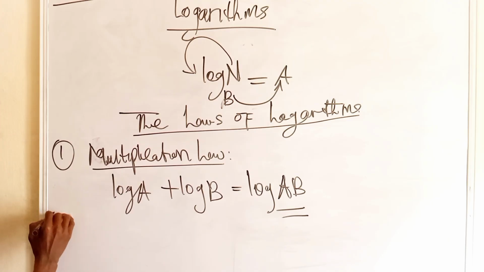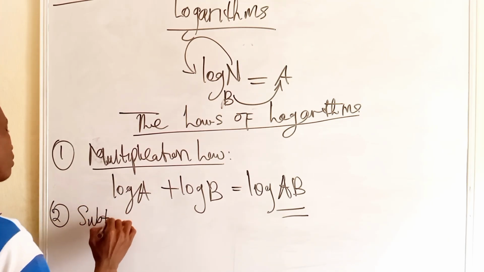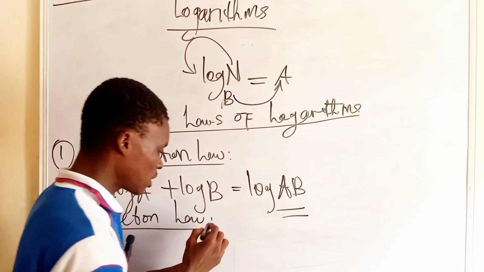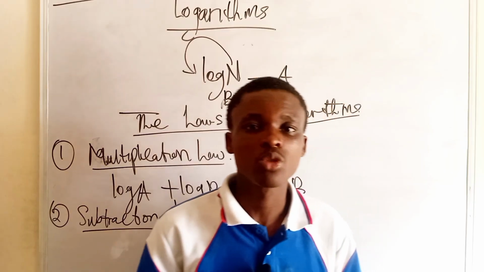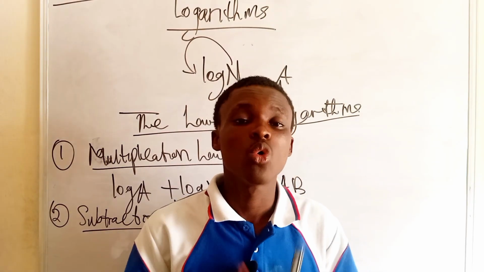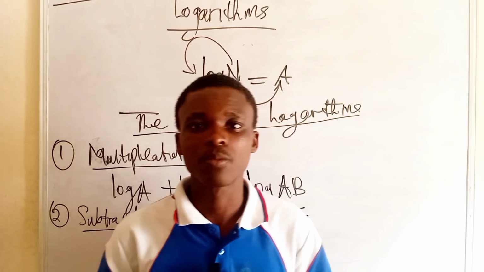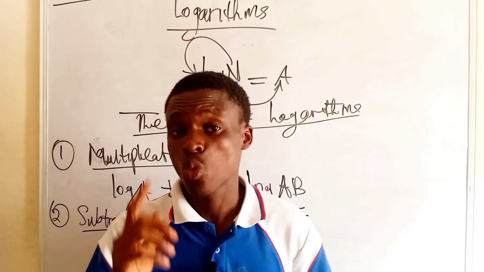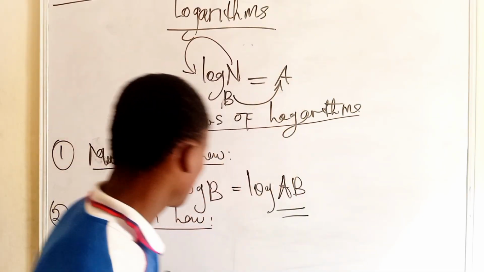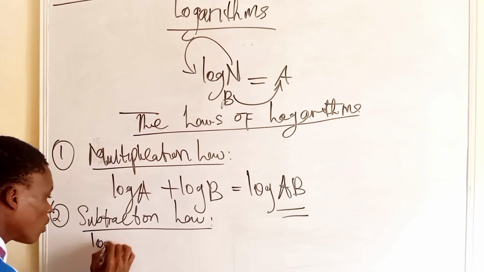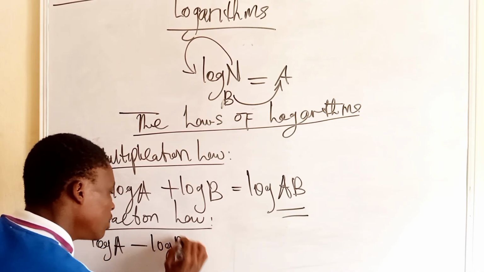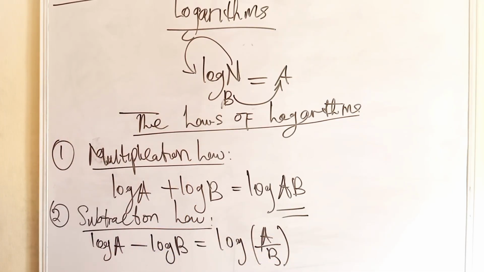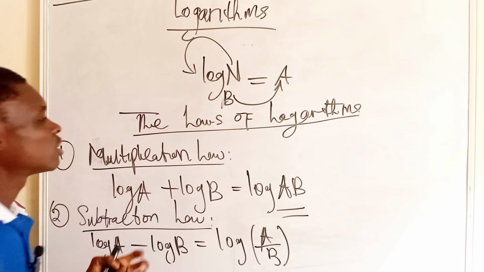The next one, we have the subtraction law. What does the subtraction law state? The subtraction law states that whenever we are subtracting in logarithm and the two bases are the same, we take one of the bases and divide the logs. So clearly, if we have log A minus log B, this equals log of A all over B. Because the two bases are the same, we take one of them and divide the logs. All right.